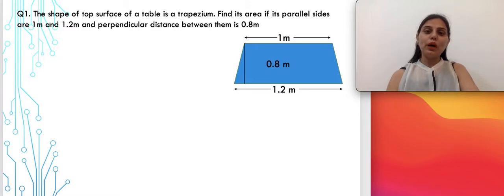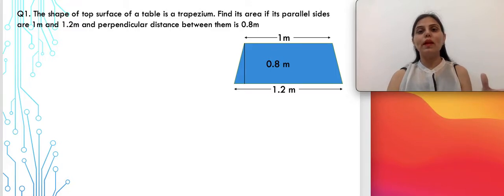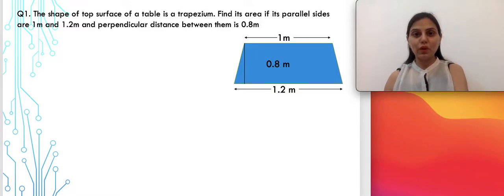In the previous video, I had given you a table in which I had mentioned all the formulas for perimeter and area of different shapes. I also advised you to take a printout of that so that you can memorize those and apply those while solving the questions. So I hope you remember the area of a trapezium.